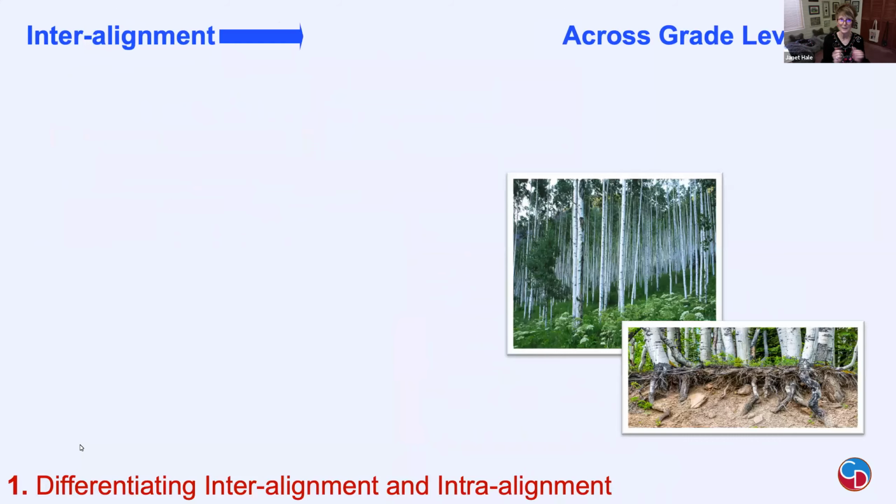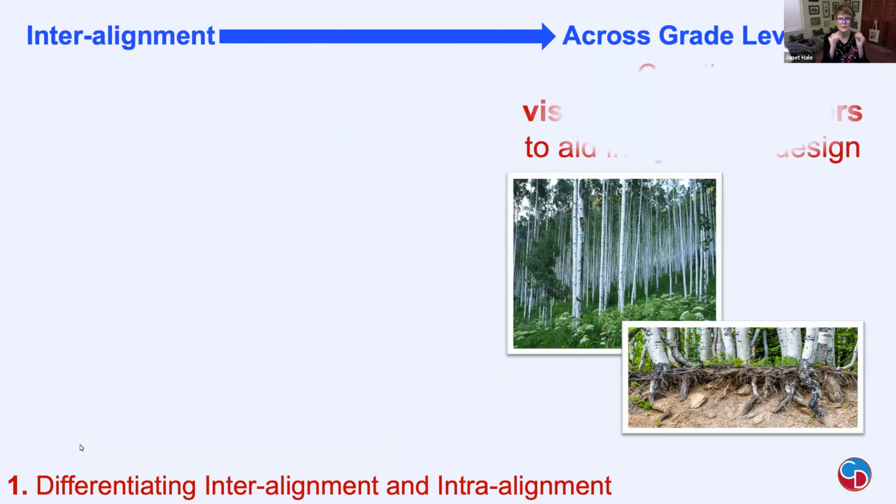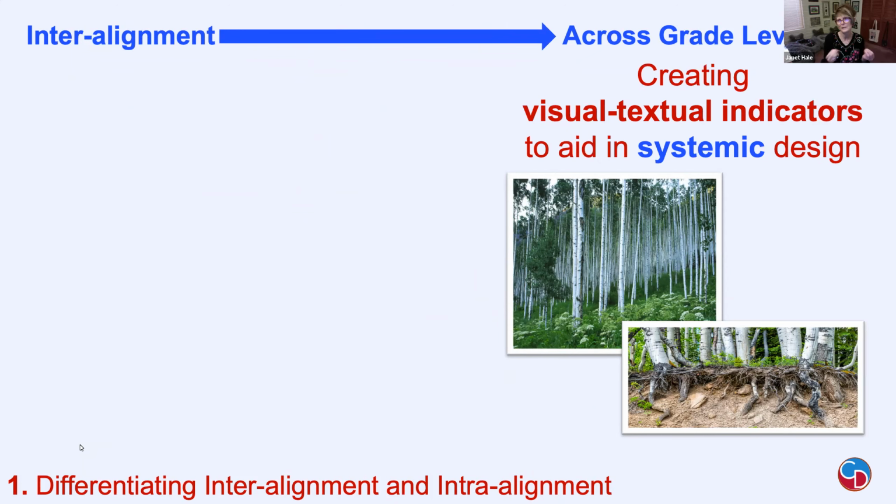So to get started, let's really focus on differentiating between interalignment and intra. So we're going to start with inter. And I'm going to preface this by saying my specialty as a curriculum mapping consultant is systemic mapping. The idea that it's our entire aspen grove, how can we better be connected as one system versus the oak grove mentality, which is like we've got these strong trees, but the root systems might tickle a little bit, but they're not interconnected.